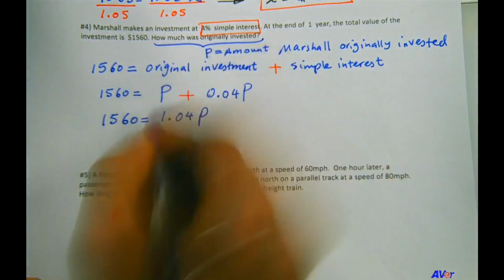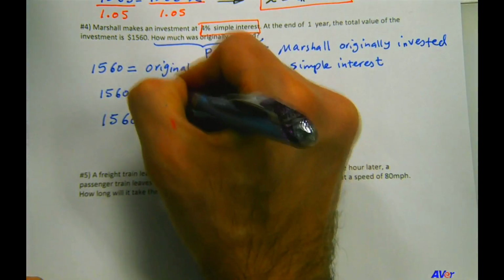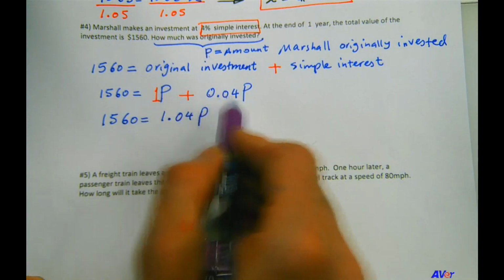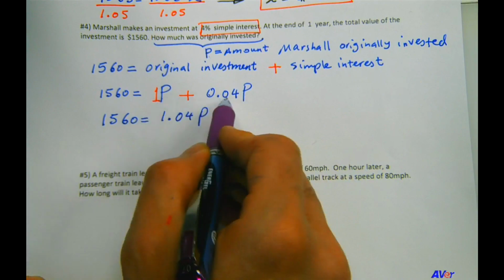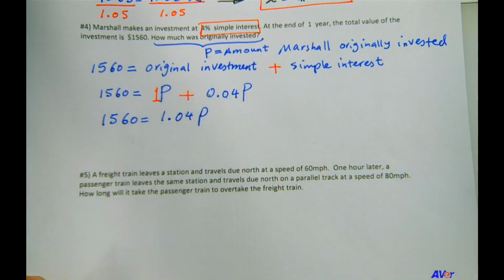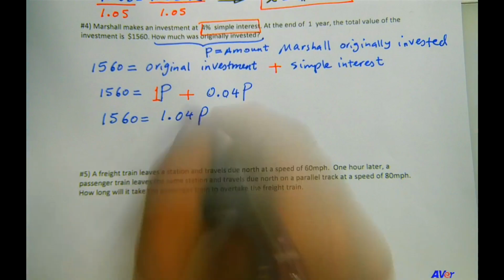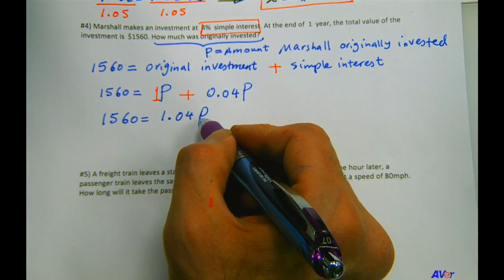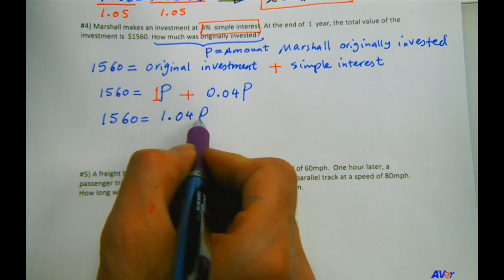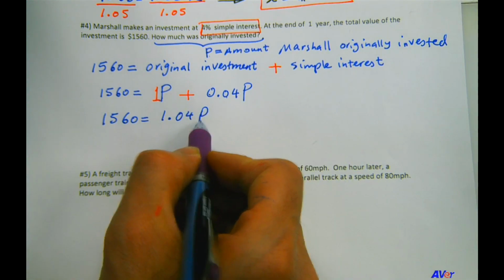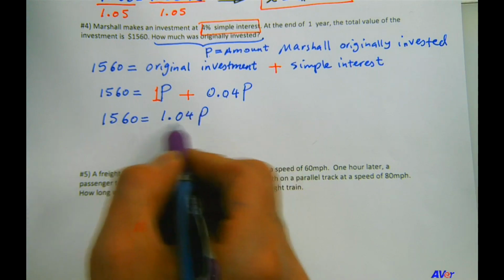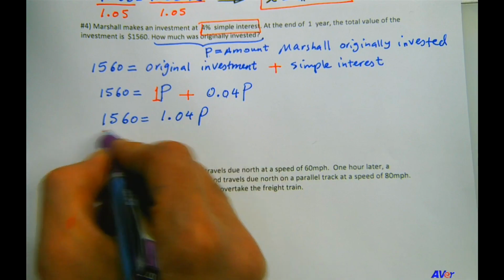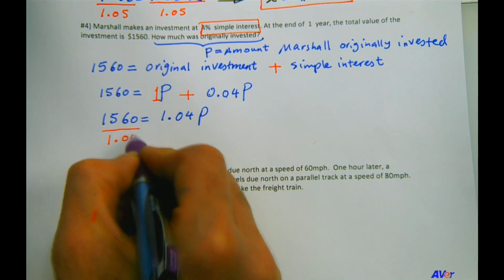People ask me, how did I get that? The coefficient here is 1. That's why we don't write it. So 1p plus 0.04p. So 1 plus 0.04 is 1.04p. Okay? So we're solving for p, the principal amount that Marshall invested, which means we need to isolate p. Is p isolated? No. It's got a 1.04 next to it. So what do we do to get rid of this? Divide both sides by 1.04.